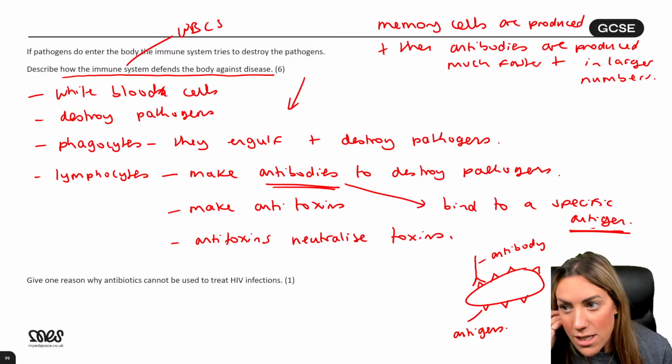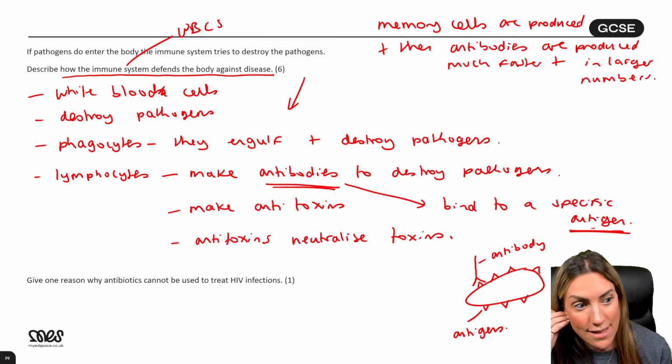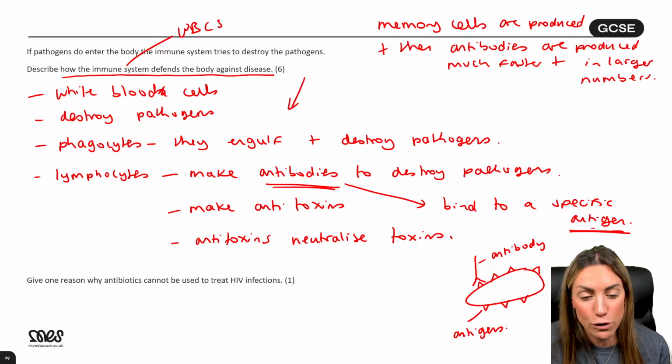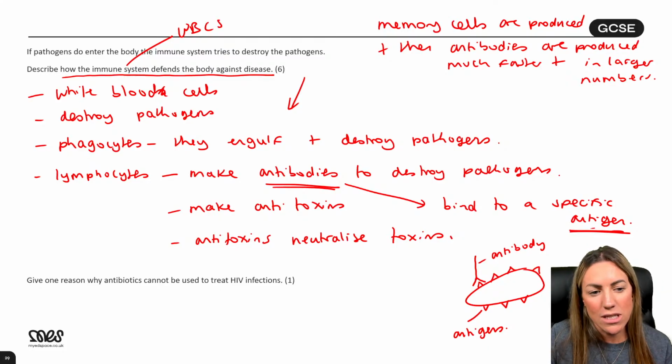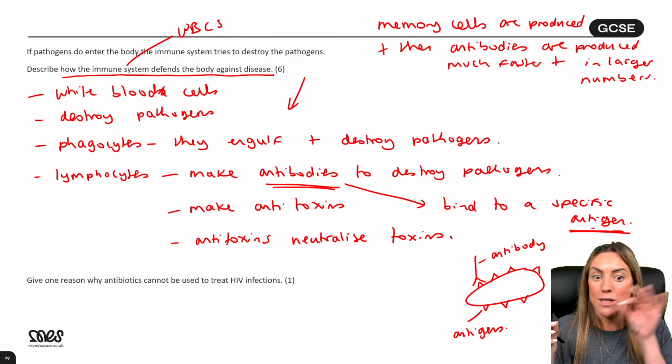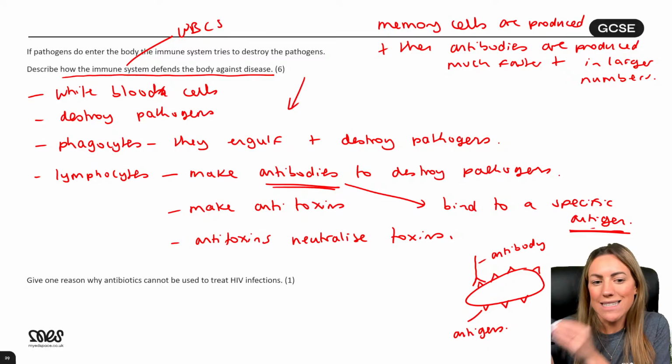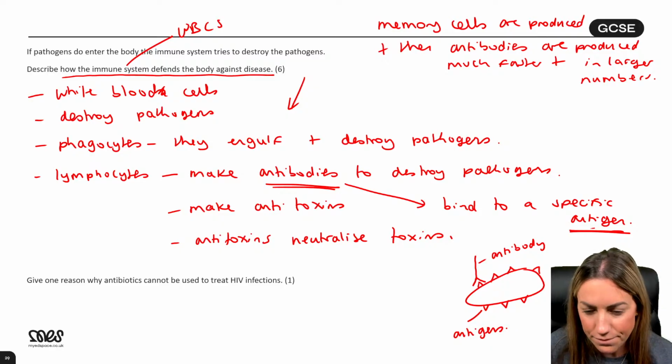Okay, so that's it for white blood cells. Could come up for sure. We've got engulf and destroy. We've got make antibodies to destroy the pathogen. They make antitoxins to neutralize the toxins. And just a little reminder that antibodies are specific. You need the correct antibody to bind to that particular foreign antigen.